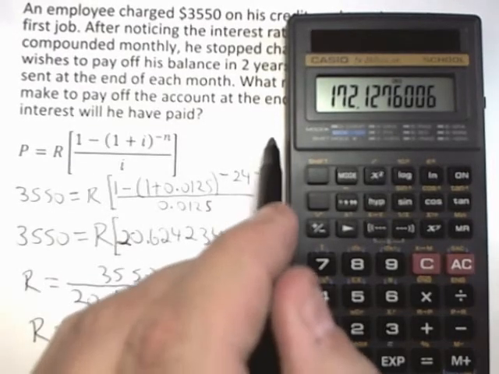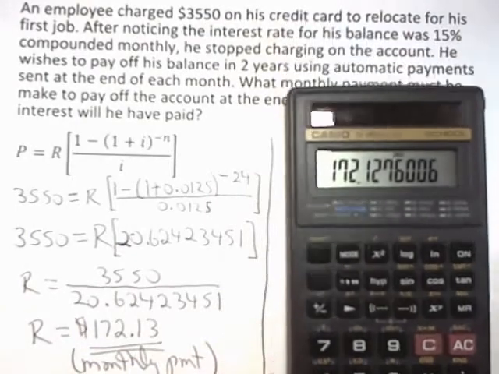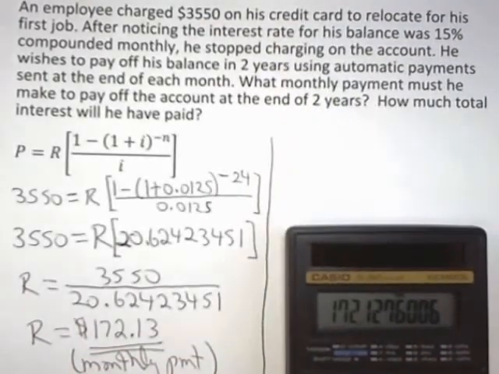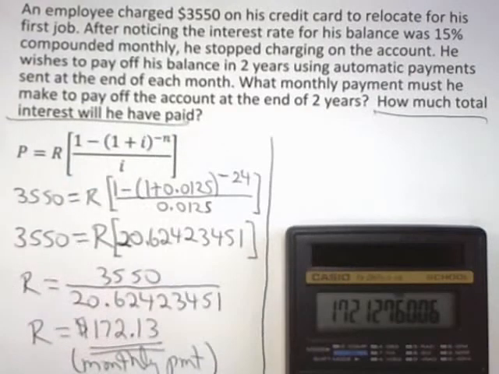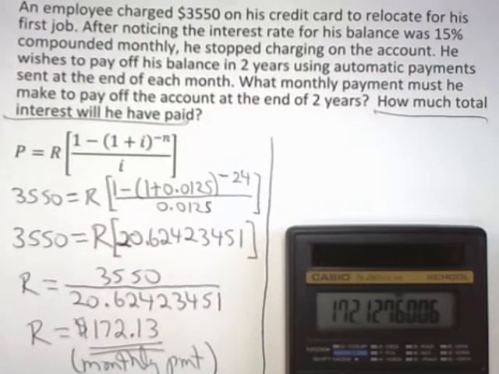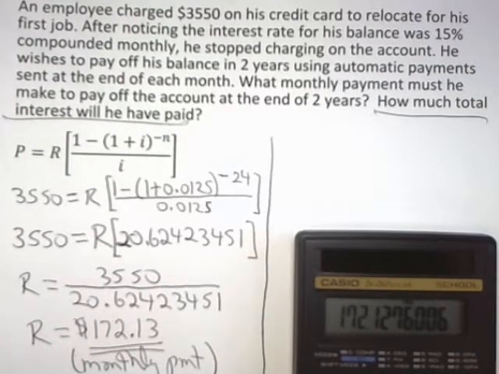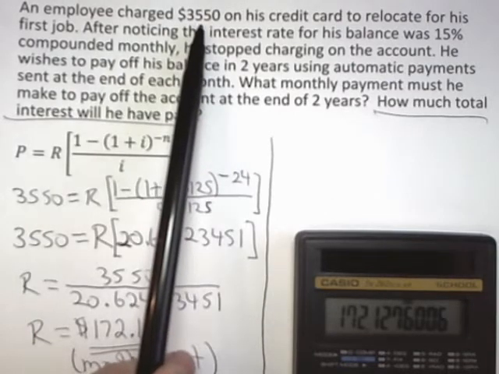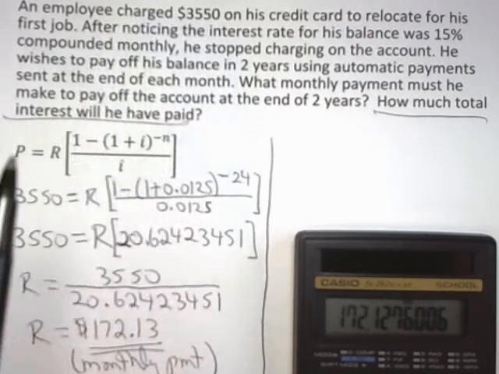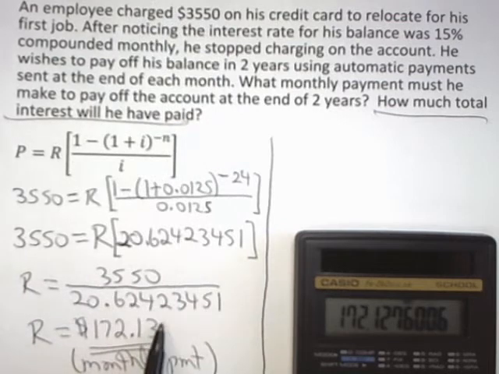There was also another question. The other question asked for how much total interest was paid, and to answer that, you've got to think about what's happened. The interest is the difference between how much he actually paid in altogether and what he borrowed, which was $35.50.